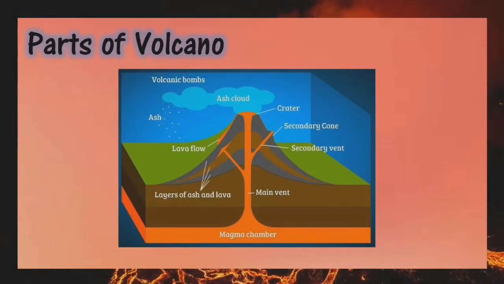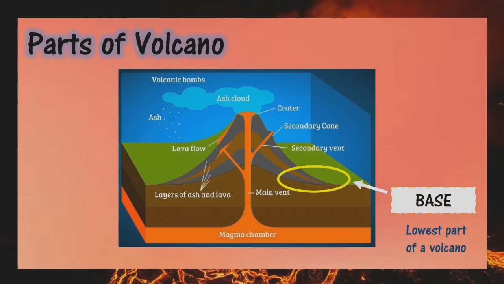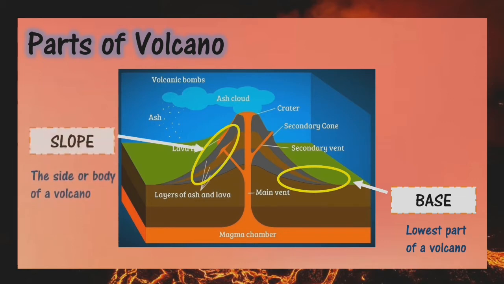So what are the parts of a volcano? A volcano is divided into three major parts, namely the base. The base is the lower part or portion of a volcano. It is also the part where the magma chamber is located.